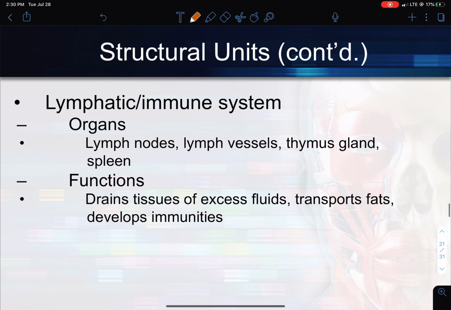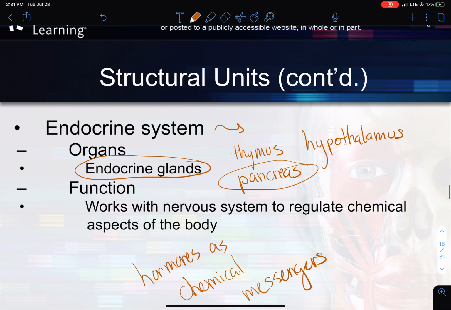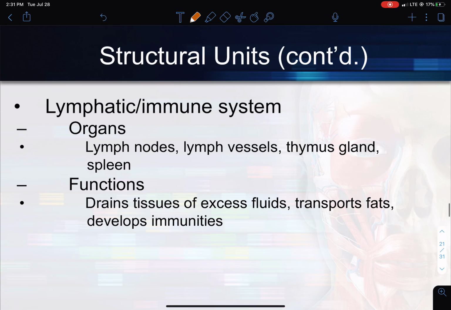Next body system is lymphatic or immune system. The organs that are included in here are the lymph nodes, lymph vessels, thymus, and spleen. Did I put thymus up here? I meant to put thyroid. I meant to put thyroid gland. Sorry about that. I get those backwards sometimes. Don't do that. Don't be me. All right, so lymphatic immune system.